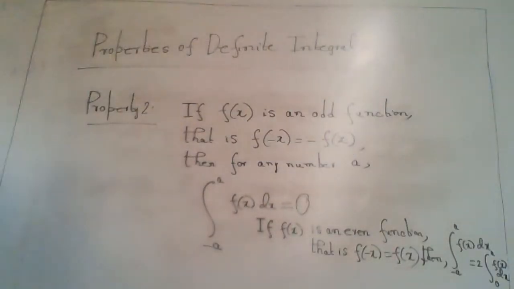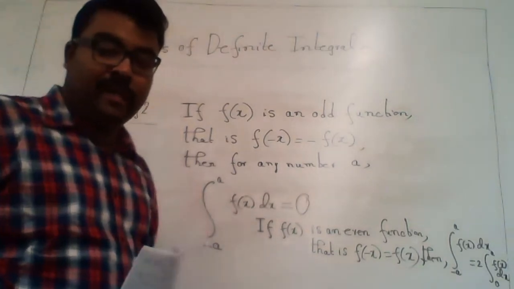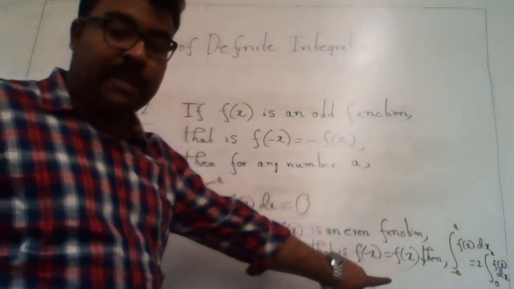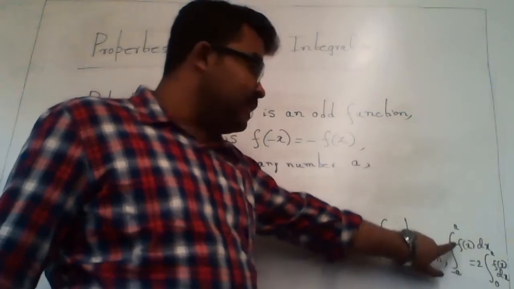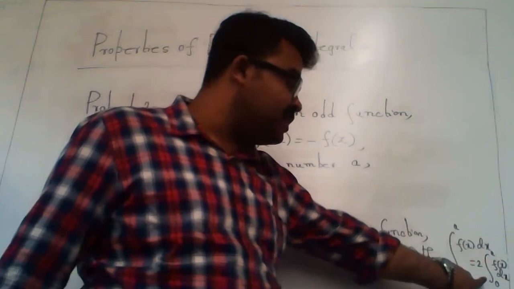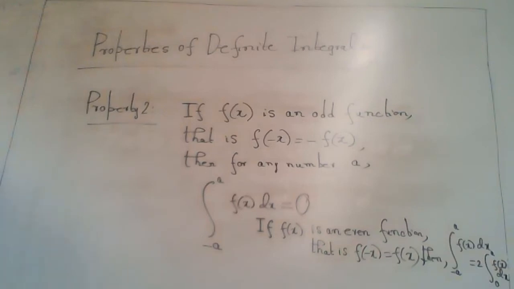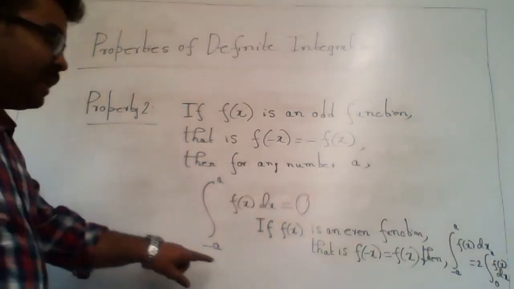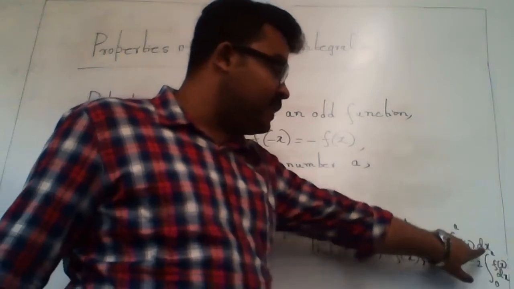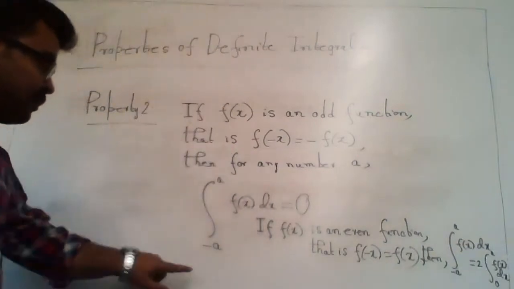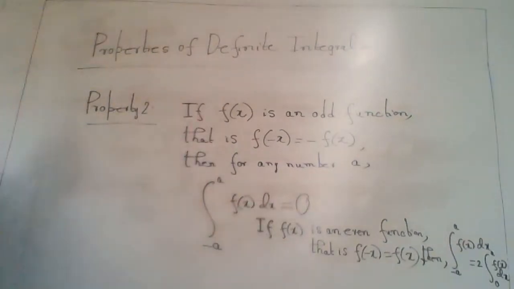Right? So if f(x) is an even function, then we have a slight modification. In the odd function case, the result was 0. And in the even function case, I can write down integral from minus a to a f(x) dx as 2 times integral from 0 to a f(x) dx. So this is the difference, what happens in case of an even function. Okay, and in case of an odd function, this result is 0. So this is the second important property of a definite integral.